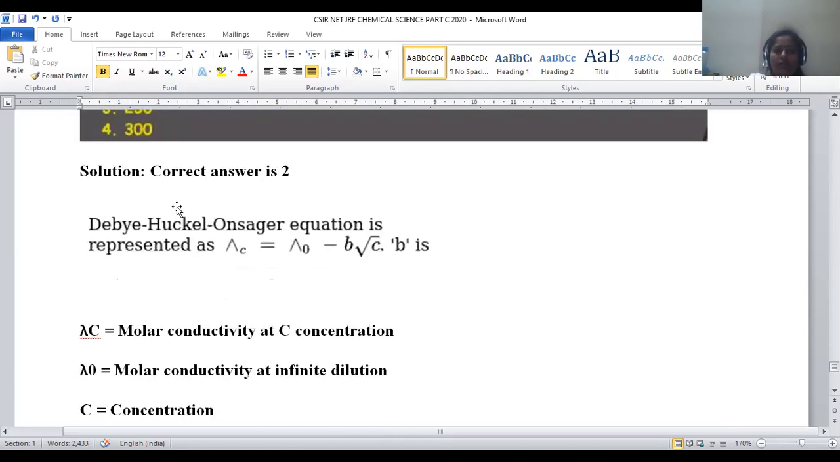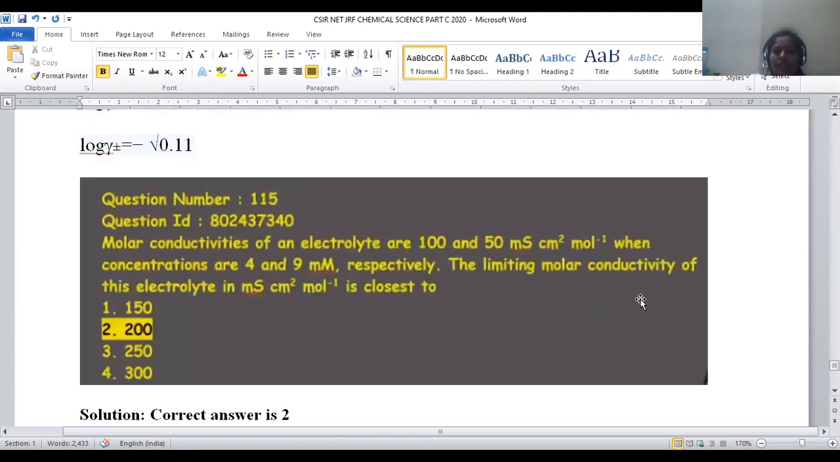What is the formula required for us? Debye-Huckel-Onsager equation, lambda c is equal to lambda naught minus b under root c. Lambda c values and the concentration terms are provided. If we substitute all these and derive further, the limiting molar conductivity is calculated as 200. For question number 115, option number 2 will be the right answer.